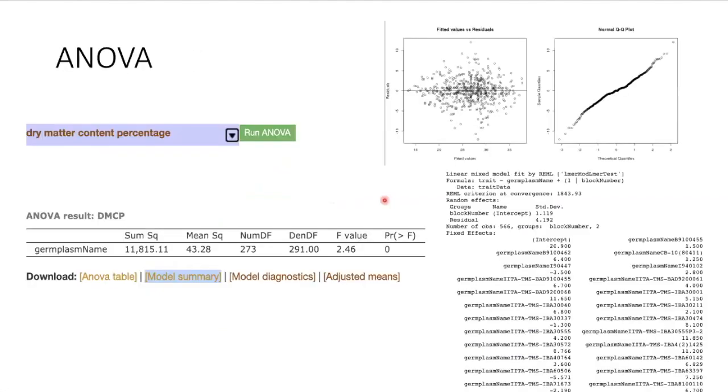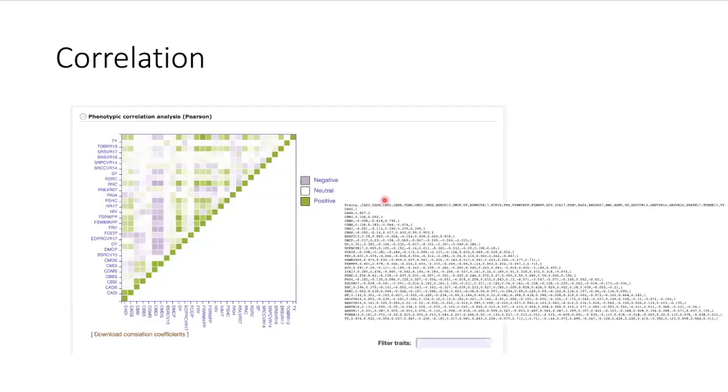If you want to just see a correlation between two traits, that's a possibility as well, right? Any of a few traits I'm interested in. You can download this table with all correlations, and there you can filter.